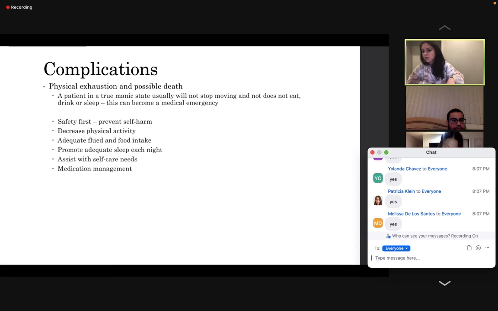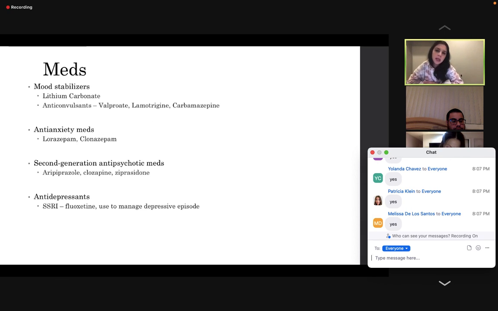Interesting situation about our bipolar patients. Okay, meds. I posted 2 med sheets on there. They better be your best buds, okay? So when it comes to bipolar disorder, to target the mania, to target the manic hyperactive behavior, we utilize mood stabilizers. A very important one: lithium carbonate.